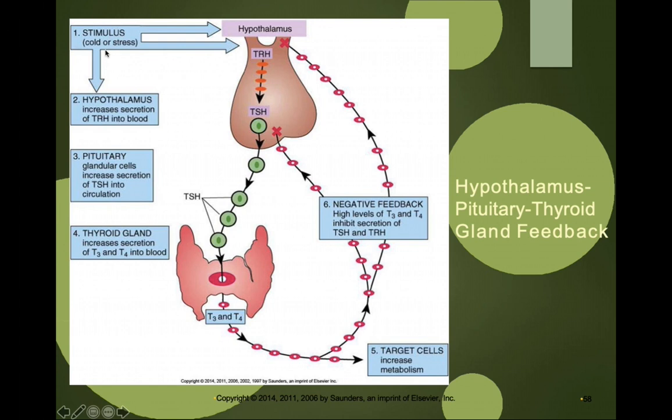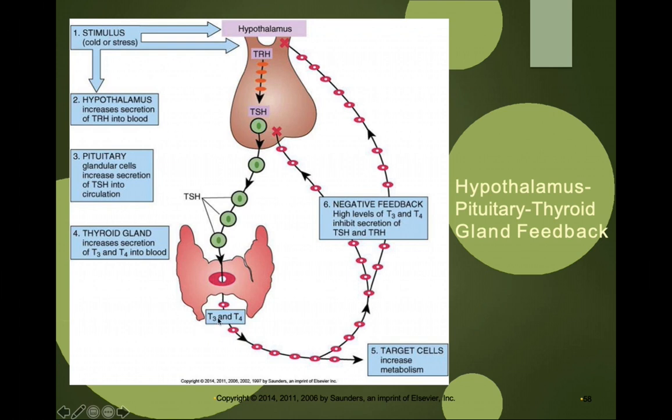So some sort of stimulus, whether it be cold or stress or any type of stimulus, is going to tell the hypothalamus to increase the secretion of thyroid releasing hormone. So thyroid releasing hormone is going to go to the anterior pituitary and tell the anterior pituitary to push out thyroid stimulating hormone. So now thyroid stimulating hormone is going to hit the receptor site on the thyroid gland, and it's going to tell the thyroid gland to push out primarily thyroxine or T4.